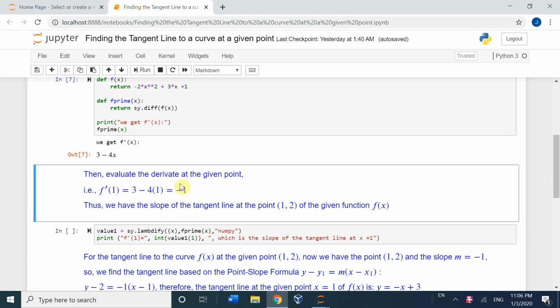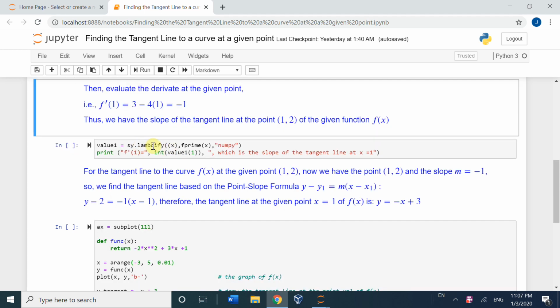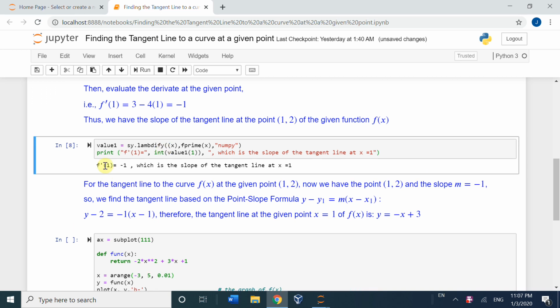We know this negative 1 is the slope of the tangent line at the point x equals 1, y equals 2. Here we use the lambdify function to evaluate the derivative at x equals 1. So we get the f prime when x equals 1 is negative 1. This is the slope of the tangent line at the point x equals 1, y equals 2.